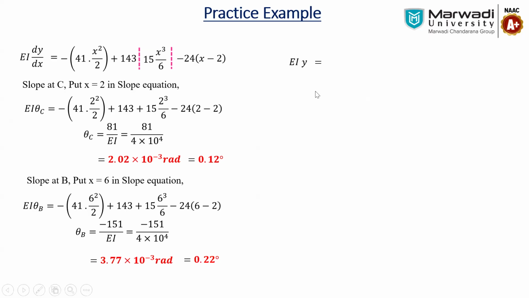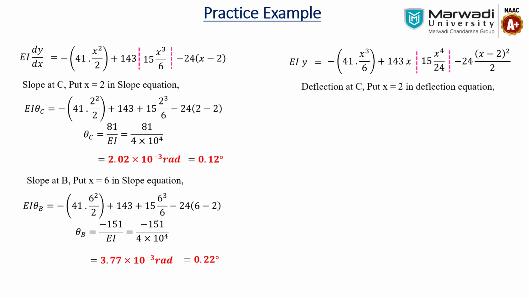Now, if we talk about the deflection, this was the generalized equation of the deflection from the previous step. You can check it. Now we have to find out the deflection at C. So similarly, like we have done for the slope, now we have to use the equation of the deflection, and we have to put x equal to 2.